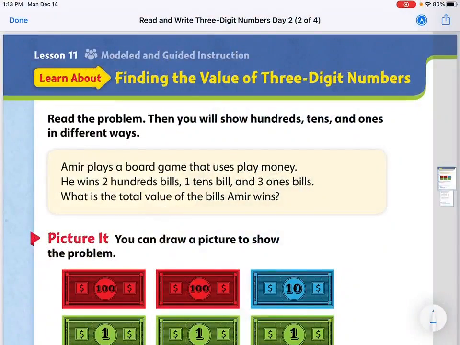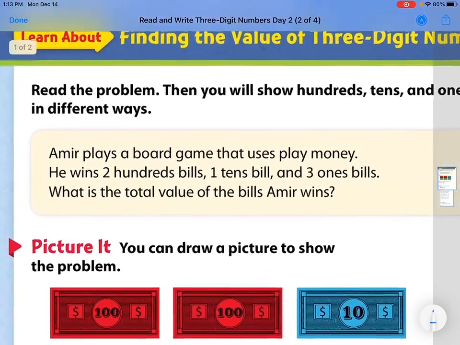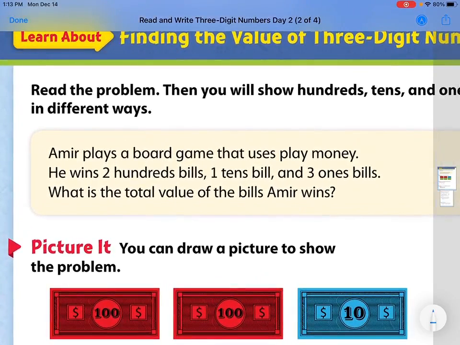Hi, second graders. We are still in lesson 11, and we will be working in your instruction book today on pages 98 and 99. So you can go ahead and open up your book to those pages. We are going to first read our little story problem that they're starting us out with and take a look at it and understand what they are asking of us. So let's go ahead and read.